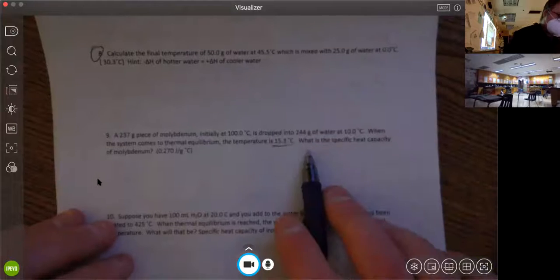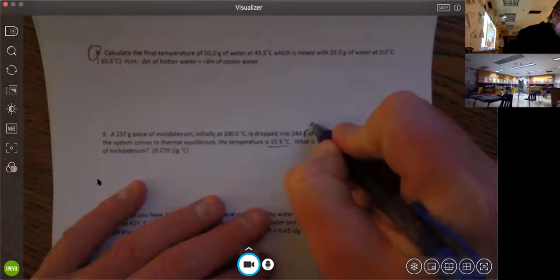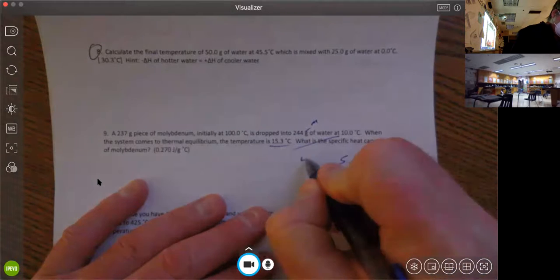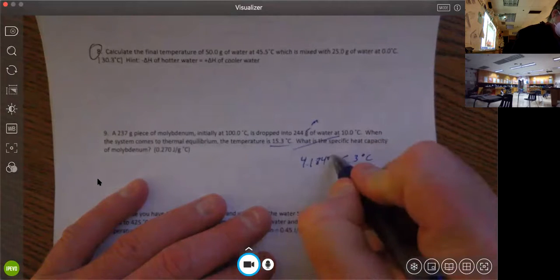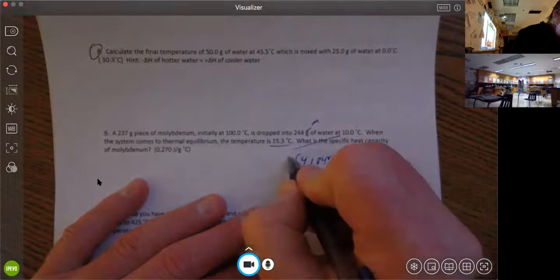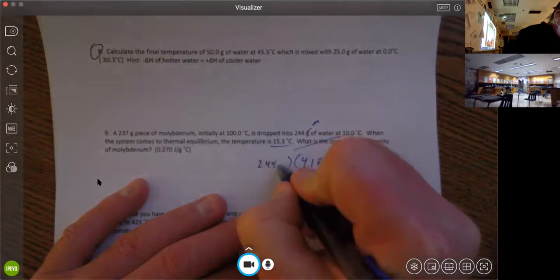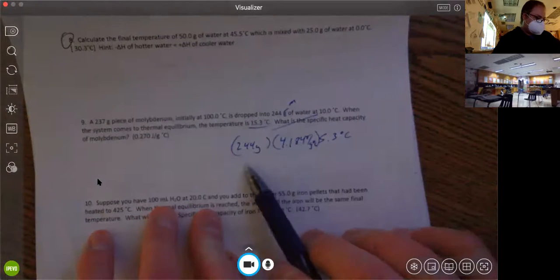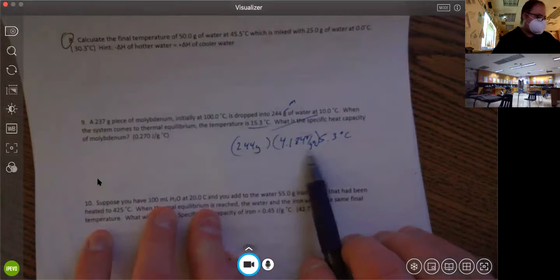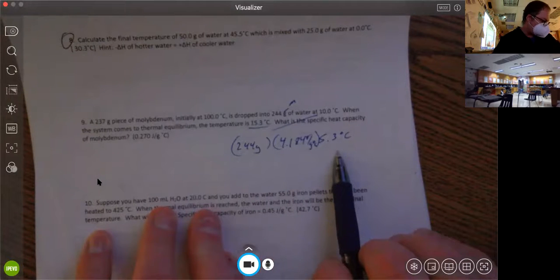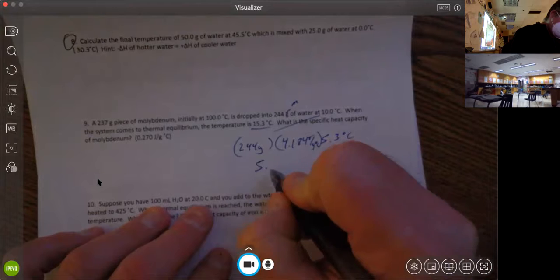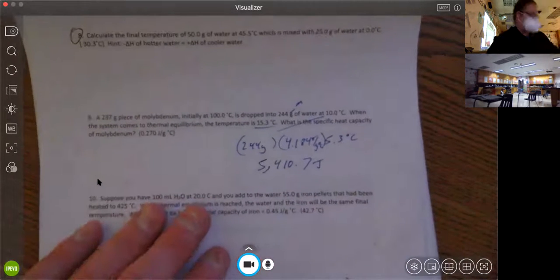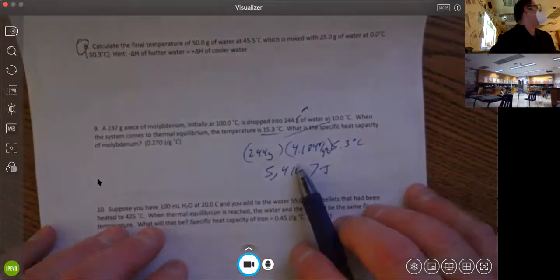Either way you want. So we have the mass of the water here. The change in temperature of the water is 5.3 degrees Celsius, 4.184 joules per gram degrees Celsius, and then the mass here, 244 grams. 244 times 4.184 times 5.3. The answer is 5,410.748. So that is in joules. So that's how much energy the water has gained.